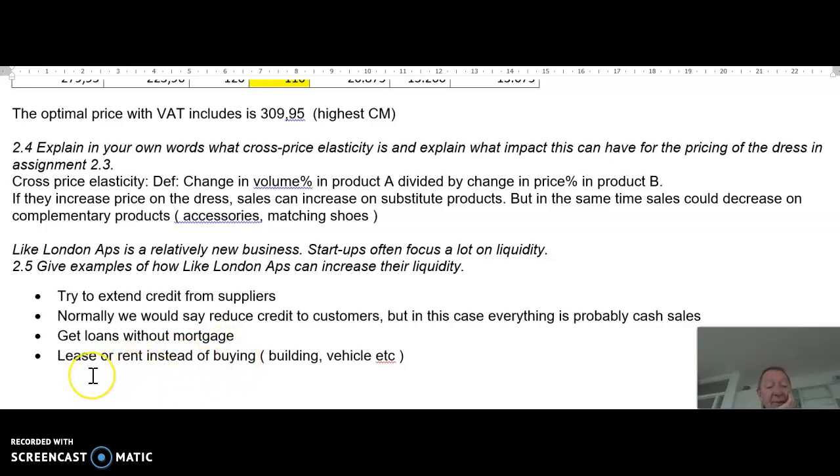And they haven't written it here, but you could also say that you could maybe drop paying dividend to your shareholders. I don't know why they didn't have this. So it was this.